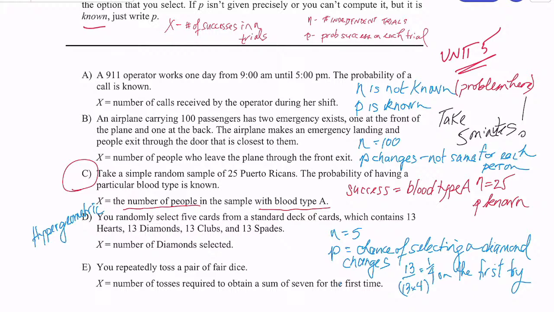Buen dia, Laura. C is the right answer. Okay, now E is wrong. Why is E wrong? Now that you guys got an idea of how I'm answering these questions, why is E wrong?